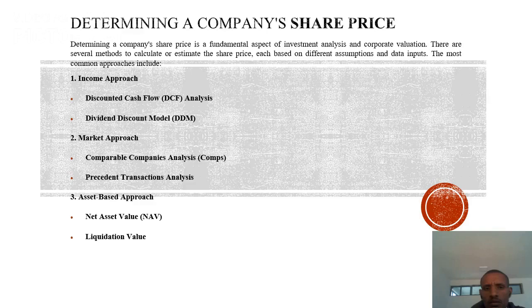Determining a company's share price is a fundamental aspect of investment analysis and corporate valuation. There are several methods to calculate or estimate the share price, each based on different assumptions and data inputs. The most common approaches include the income approach, market approach, and asset-based approach.